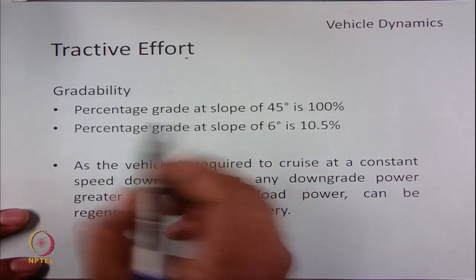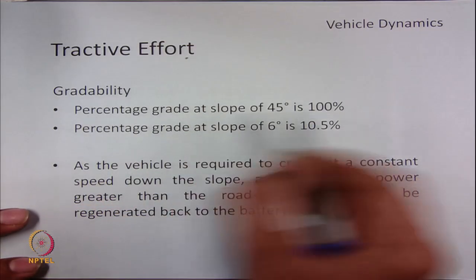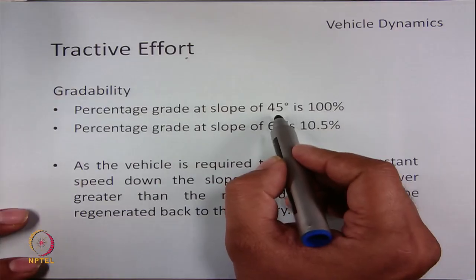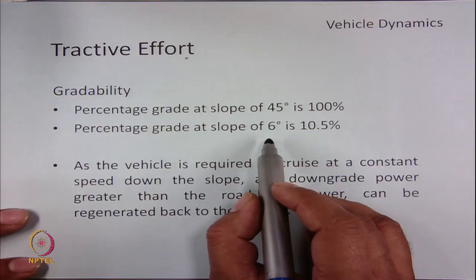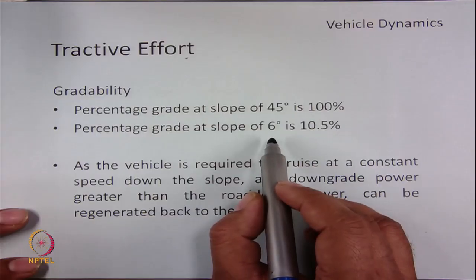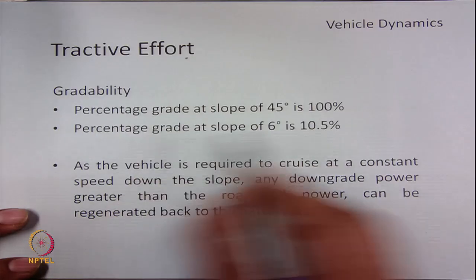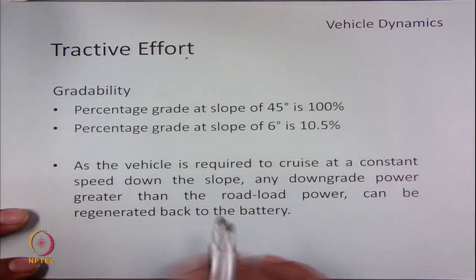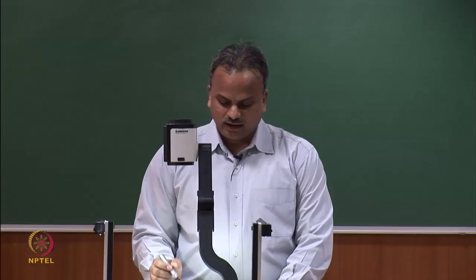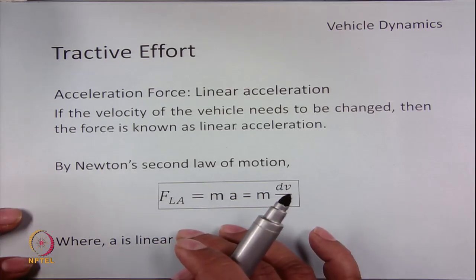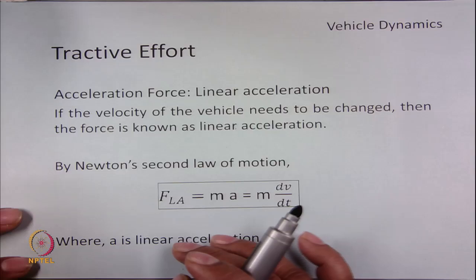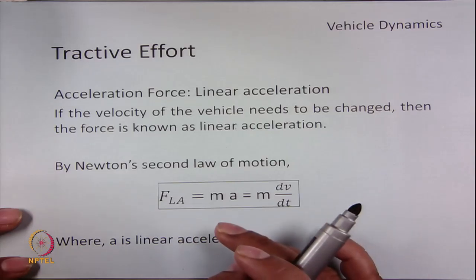So, generally the percentage grade is 100% for a slope of 45 degrees. For 6 degrees, which is quite a standard gradability factor, the percentage grade is around 10.5%. So, we have seen the opposing or resisting forces which oppose the vehicle movement, that is aerodynamic drag, rolling resistance and gradient forces.